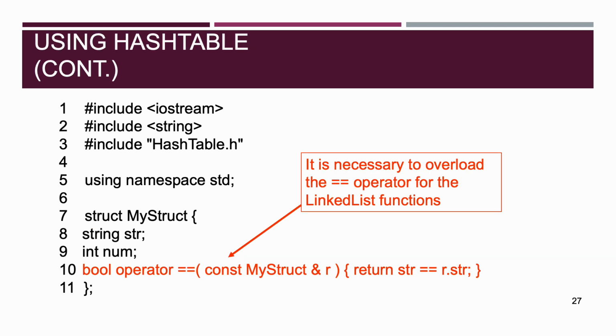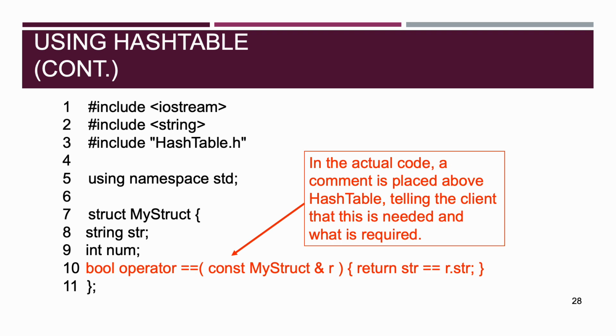Okay, next, here this operator, it is necessary to overload the assignment operator for the linked list functions here. Now in the actual code, a comment is placed above hash table telling the client that this is needed and what is required.